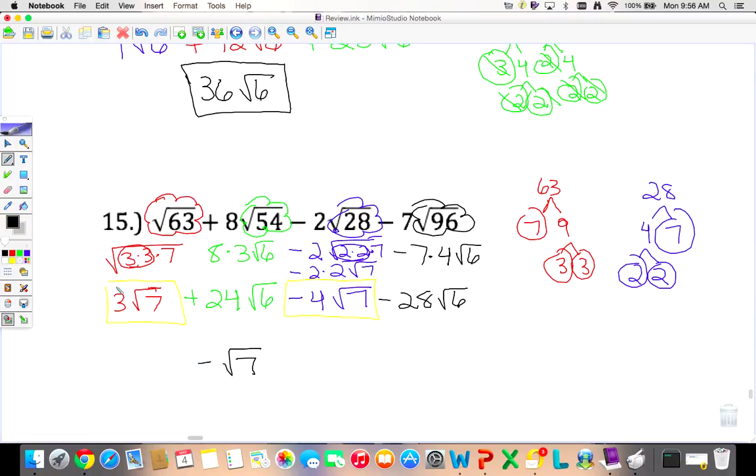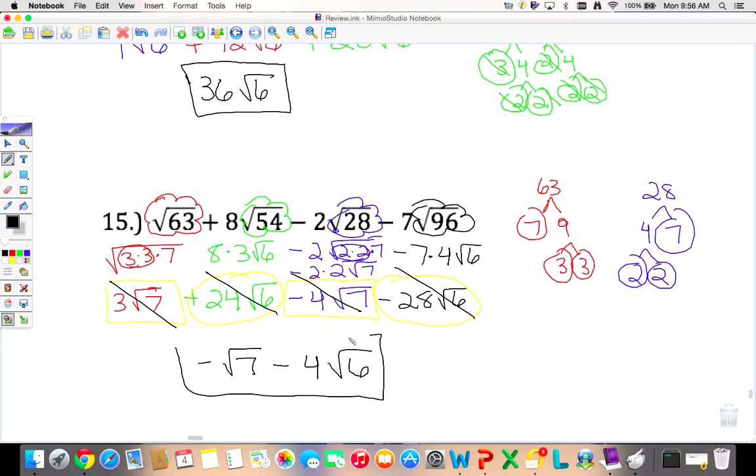So what I'm going to do is combine my like terms. Okay, I have a square root of 7 and then a square root of 7 here. So when we do 3 minus 4, we get negative 1 square root of 7. So those are done. And then I have a square root of 6 and a square root of 6. Okay, so when we do 24 minus 28, we get negative 4 square roots of 6. And so that's your final answer.